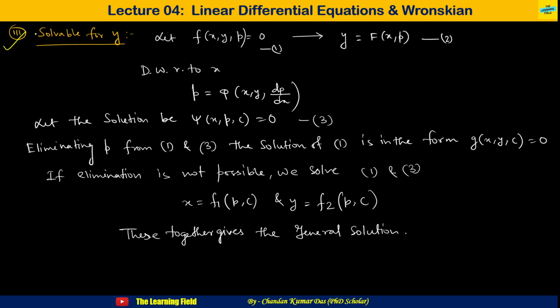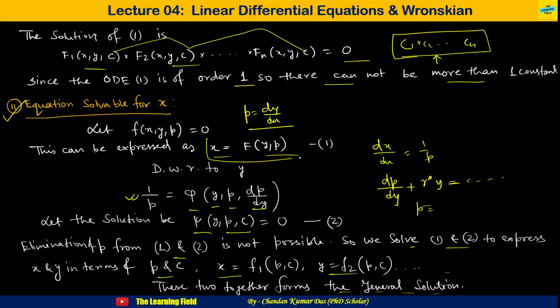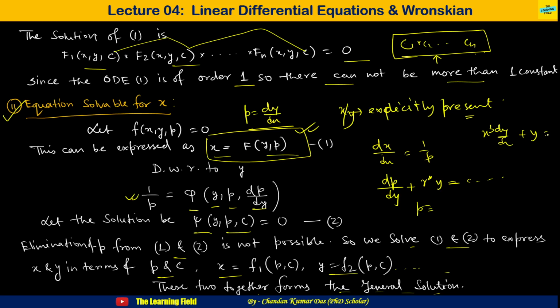Next is the equation solvable for y. If f(x, y, p) is equal to 0, we can write y equal to f(x, p). In the above problem, x was equal to f(y, p). Actually, we can express this if, suppose, x is explicitly present, or y is explicitly present in that differential equation. So we can write it in this form. Explicit means, suppose there is x cubed dy/dx plus y equal to some function c. So we can write it as y equal to something.